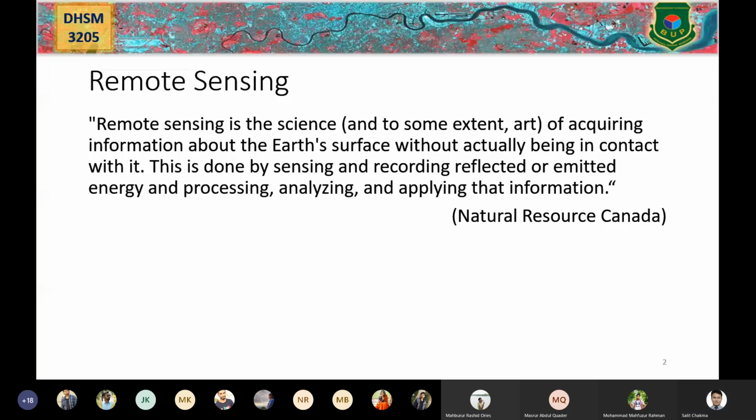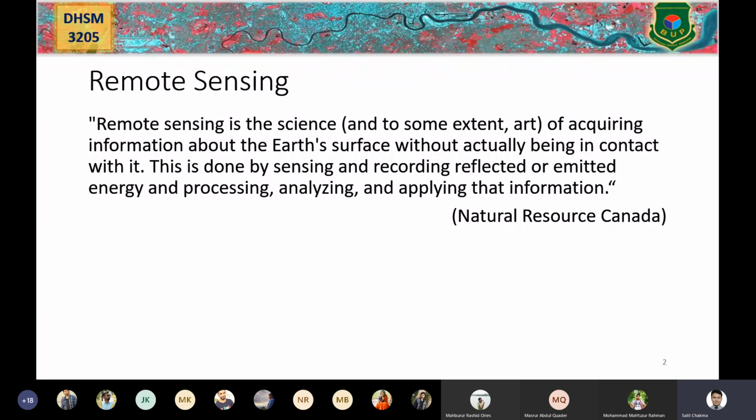Excuse me. So let's move on with today's lecture. So remote sensing. There are multiple definitions of remote sensing. And one of the definitions is from Natural Resources Canada. And it says remote sensing is the science and to some extent art. And because of this phrase, and to some extent art, I like this definition.